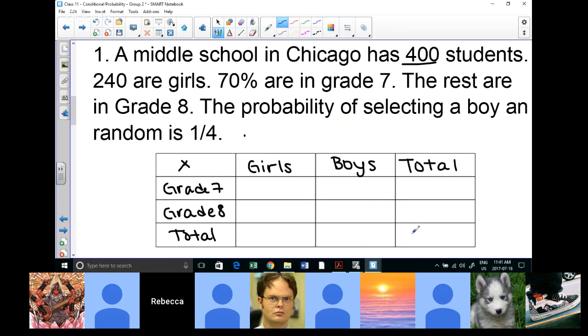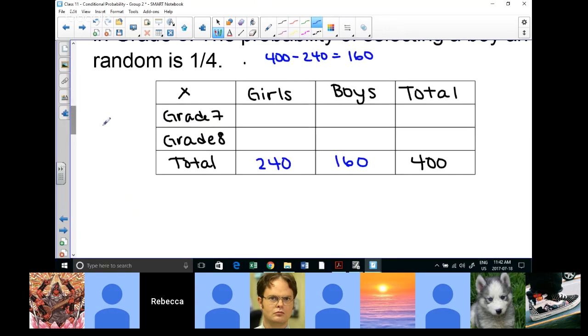So all of these values depend on each other. Let's take a look at how we fill this out. In total, I have 400 kids. This is important for me. I know there are 240 girls. If there's 400 total and there are 240 girls, how many boys are there? 160. 70% are in grade 7. So 70% is how many over 400? This is a proportion calculation. So I have 70 over 100 times 400, and that gives me 280.